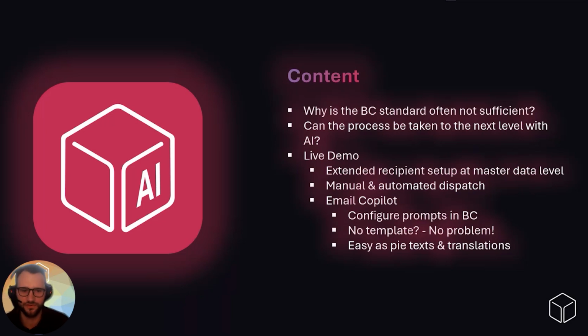After that, we will jump right into a live demonstration where we will have a look at the extended recipient setup on the master data level. And we will also perform manual and automated dispatch of records from the system. And we'll also have a look at the email Copilot. So how to configure and adjust prompts for the AI in the Business Central interface, how we can generate templates if we don't have some in the system already. And we will also see how easy it can be to generate text or to optimize text and also translate texts to other languages that are not in the system already.